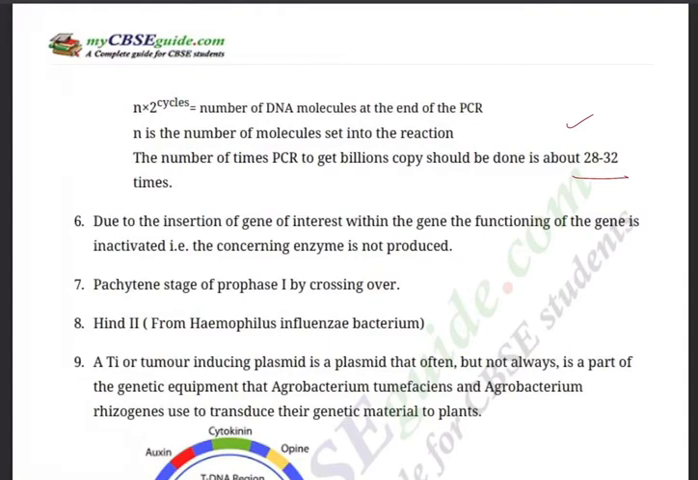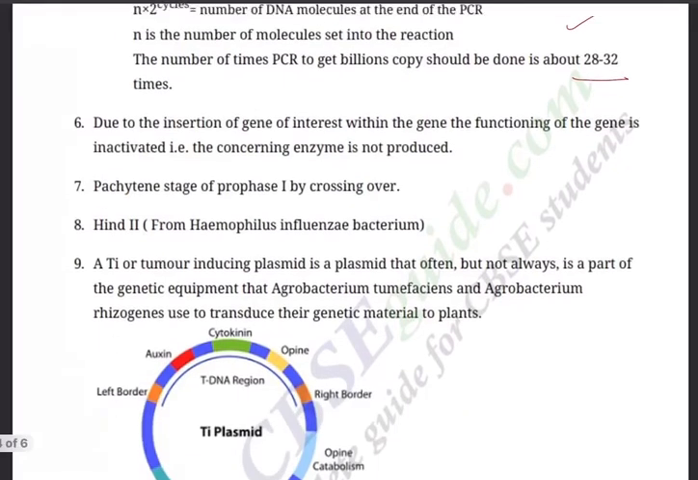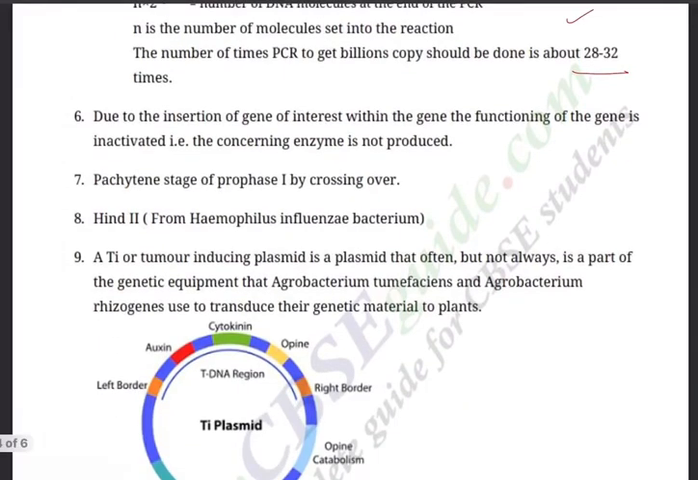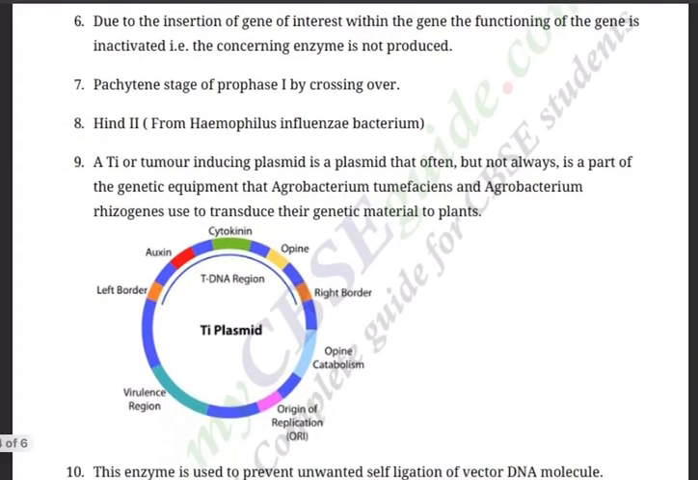Next, question 6. Due to the insertion of the gene of interest within the gene, the functioning of the gene is inactivated. That is, the concerning enzyme is not produced. Question 7, of course, the pachytene stage of prophase 1 is having that crossing over where genes get exchanged. Question 8, of course, HindII from the Haemophilus influenzae bacterium.